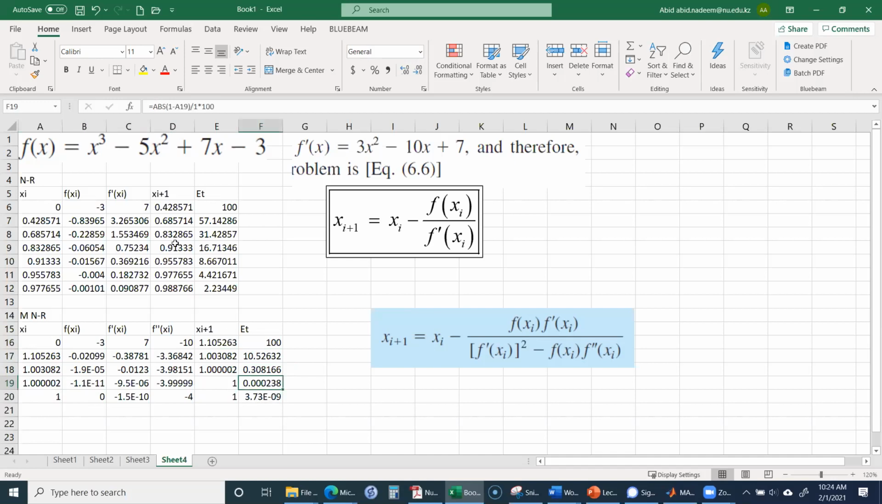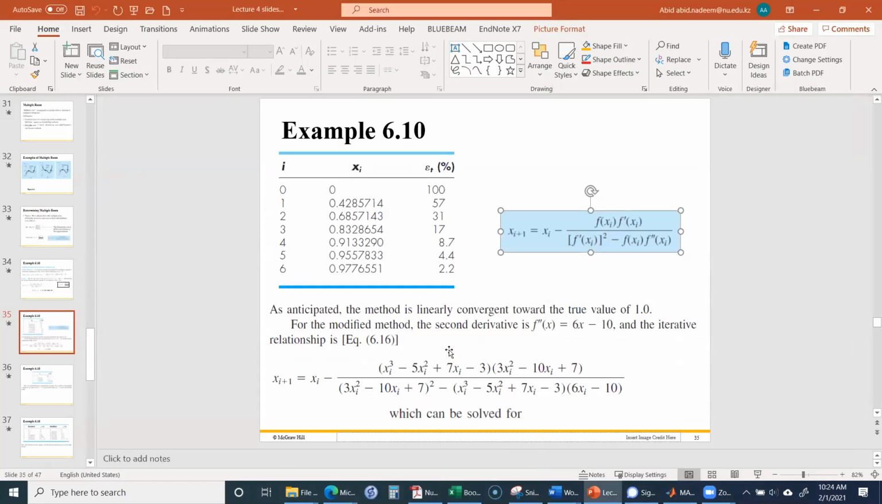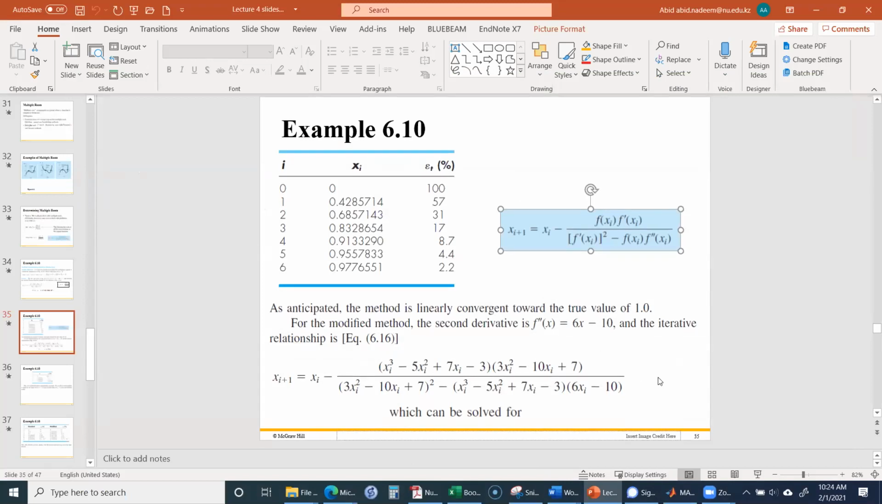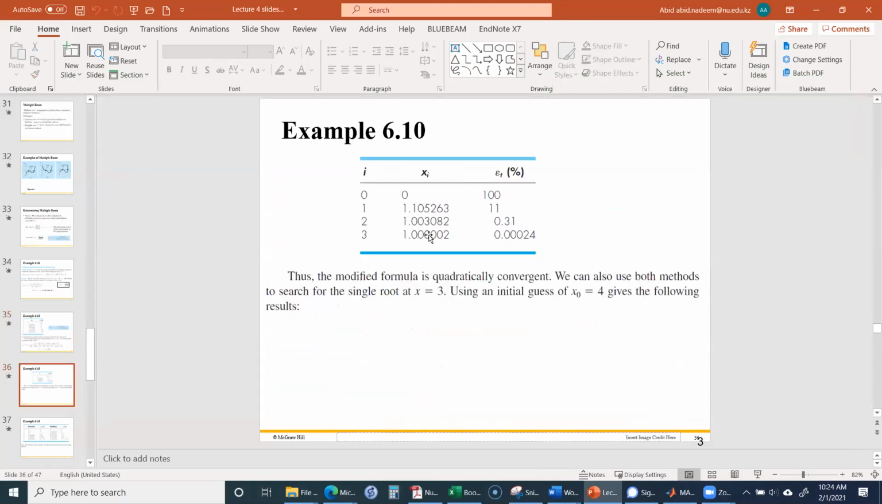But in this case, now you can see that this modified iterative method is producing very quick results. Okay, as you can see that.